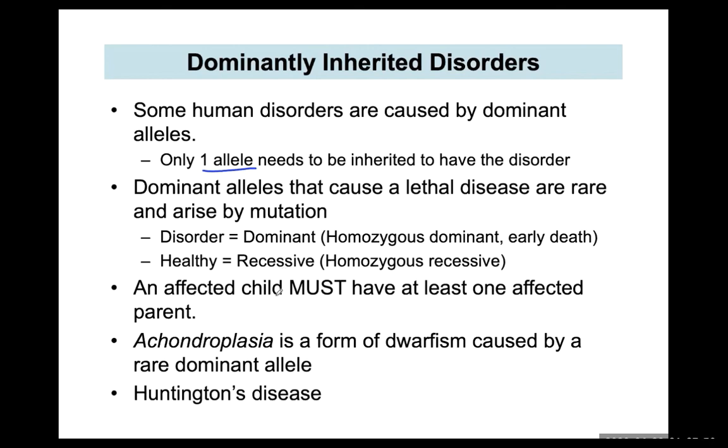An affected child must have at least one affected parent. This is the main characteristic of autosomal dominant inheritance. An affected child must have at least one affected parent. Therefore, this affected child must receive that dominant allele from one affected parent. If both parents are affected, of course, we can include that case as autosomal dominant inheritance. What could be an example? Huntington disease or dwarfism are autosomal dominant inheritance.